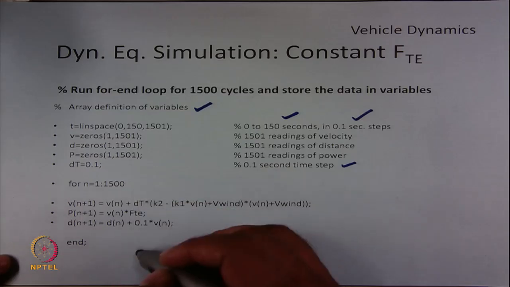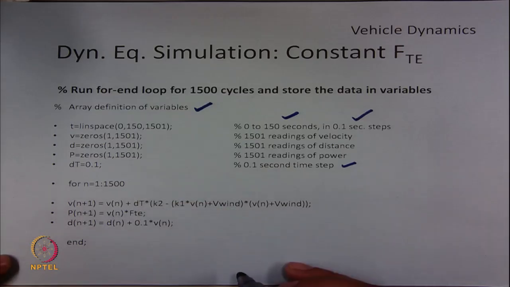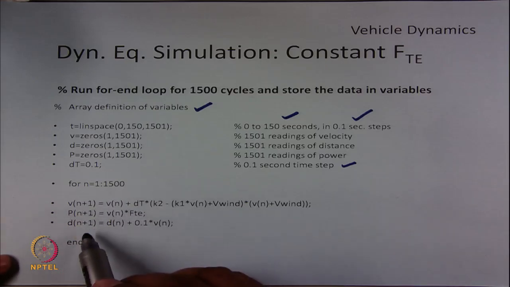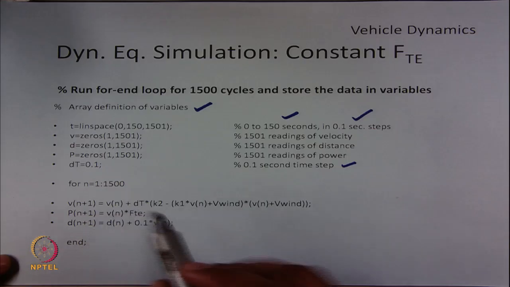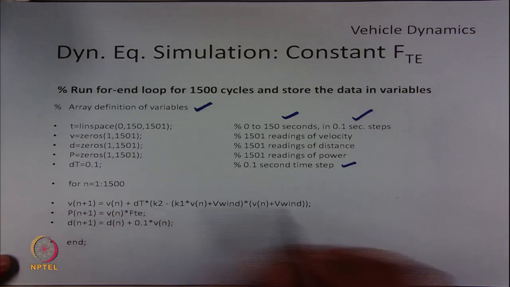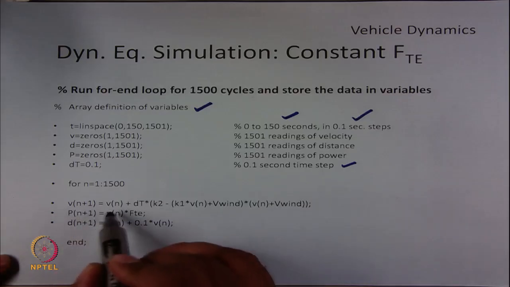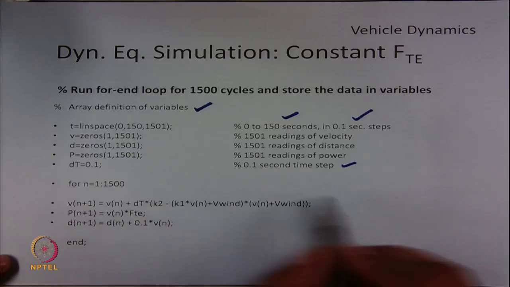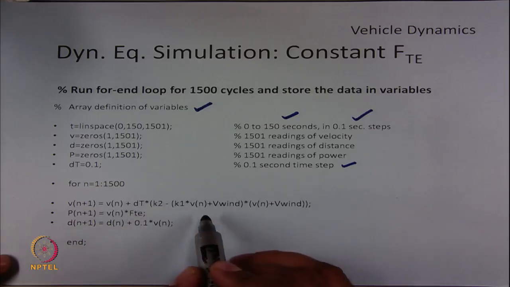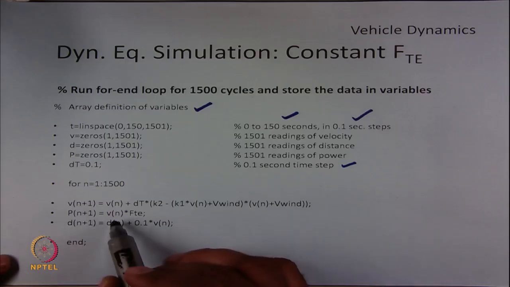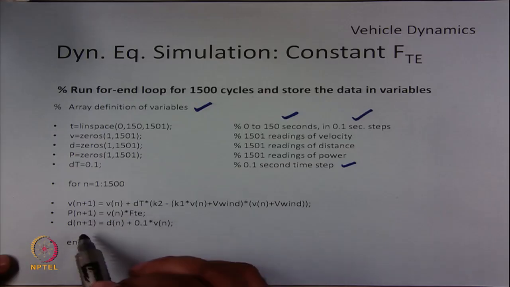Later we have to run a for loop where the new values of velocity, power and distance will be calculated based on the current values of velocity and other variables. So, V n plus 1 is V of n plus dt of k2 minus k1 V n square. Similarly, power is V current value into FTE.